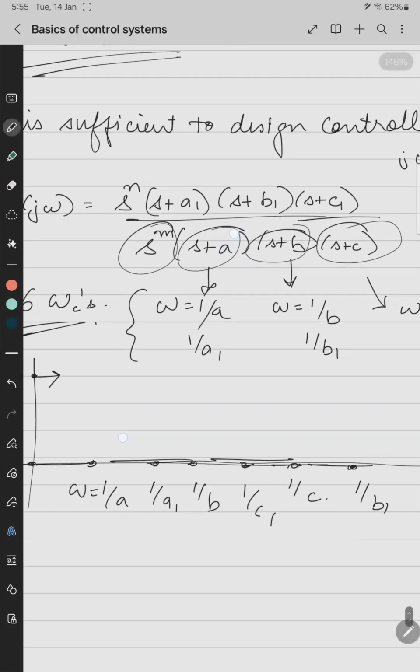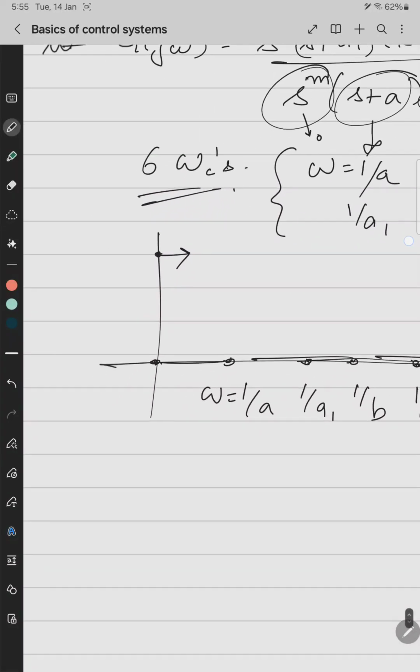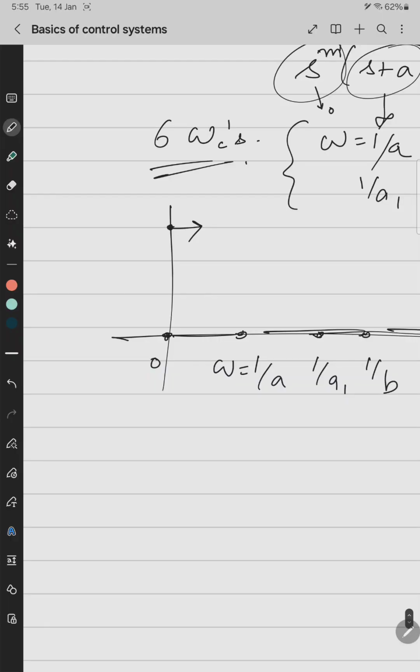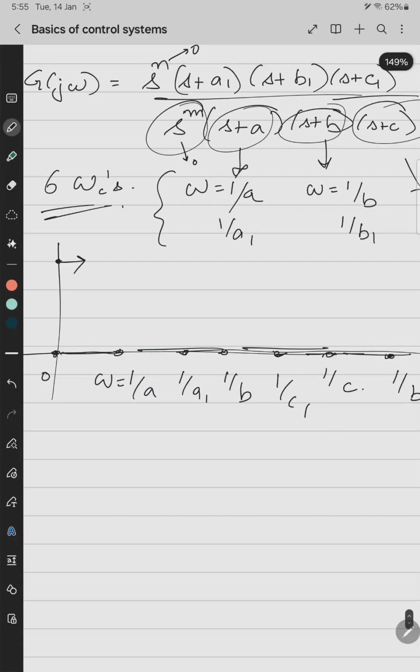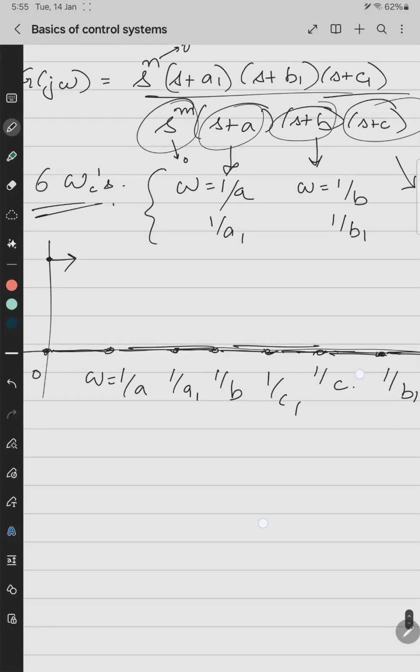And yeah, this s to the power m is what? s equals 0 and s equals 0, so 0, 0 will coincide here only. So how many regions are there? 1, 2, 3, 4, 5, 6 and next one is 7. There are 7 total regions.